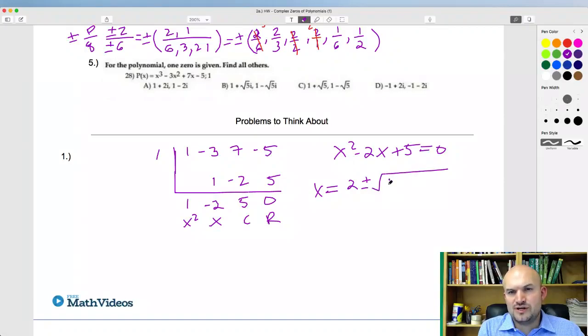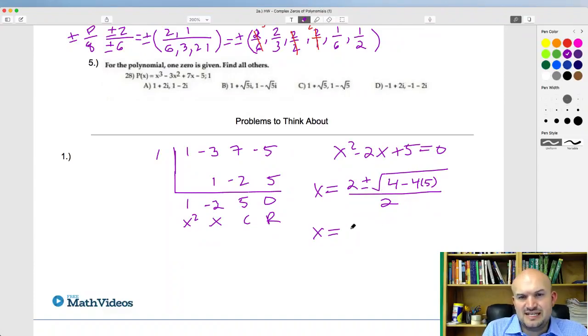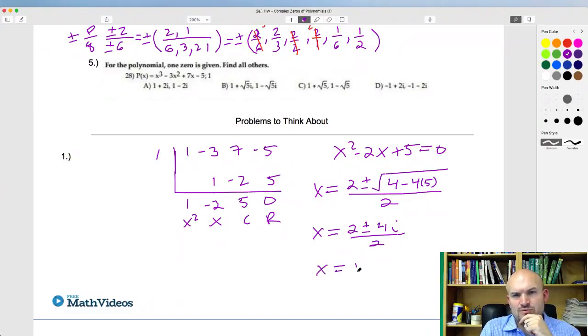So -2 squared is 4 minus 4 times a times c. So that would be times 5. And I'll divide it by 2 times 1. So in this case here, we're going to have -16. So that's going to be 2 plus or minus the square root of -16, which is going to be 4i, over 2. And then they divide by 2. So x would equal 1 plus or minus 2i. And is that one of the answers? Yep, there you go. 1 plus or minus 2i.